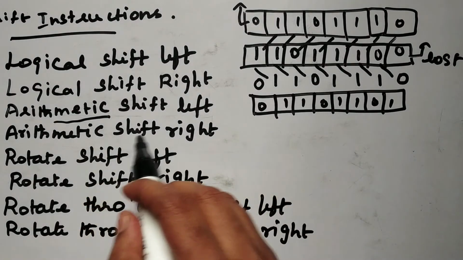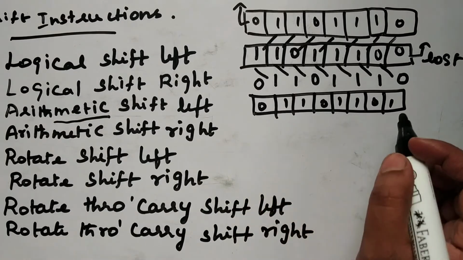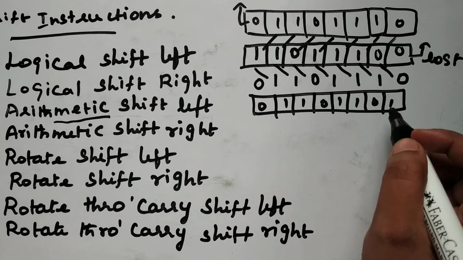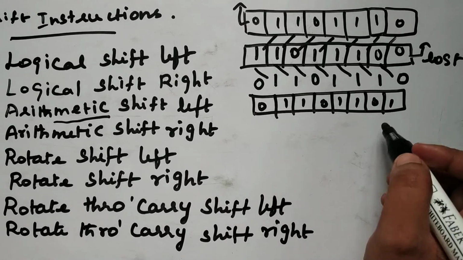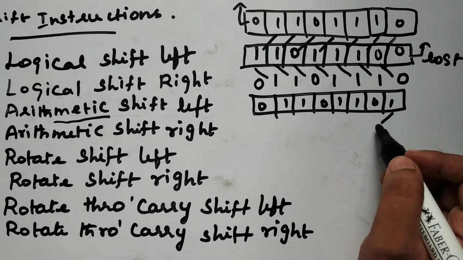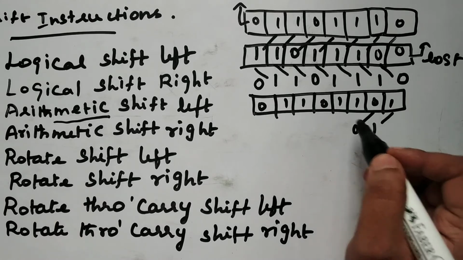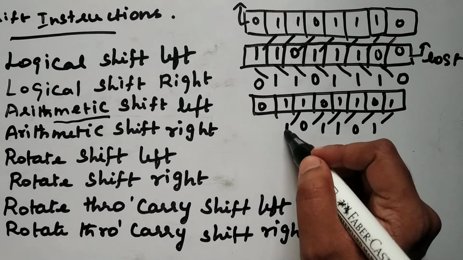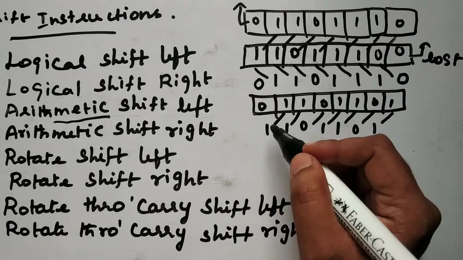So how do we perform this arithmetic shift left? It is very similar to the logical shift left. If you're performing arithmetic shift left, we move one bit to its left position. I'll start from the rightmost bit. Moving one bit, so 1 will come here, 0 will come here, 1, 1, 0, 1, 1.